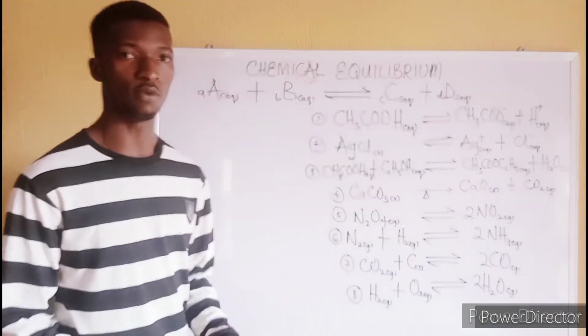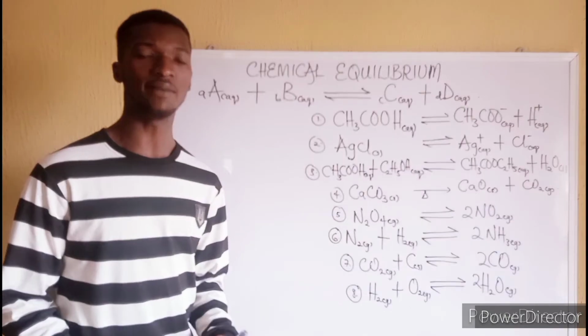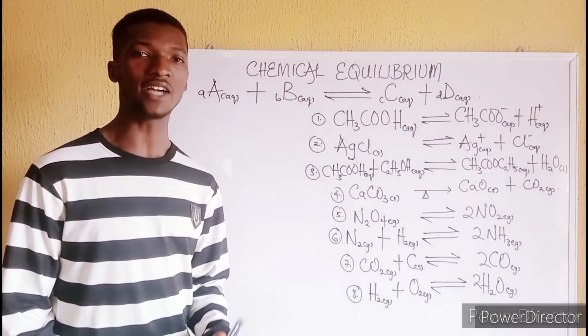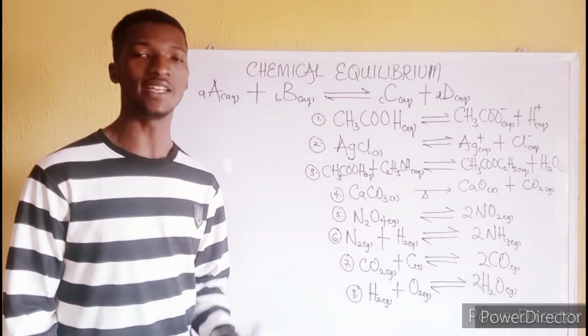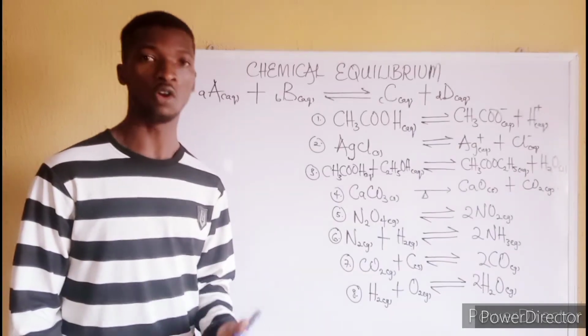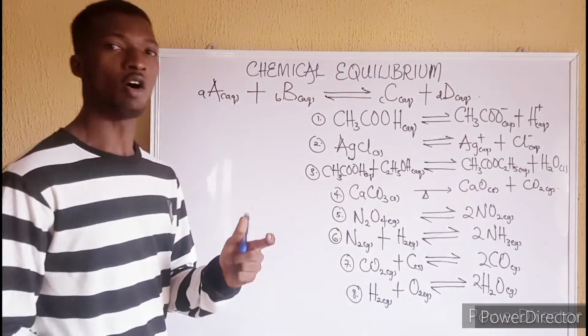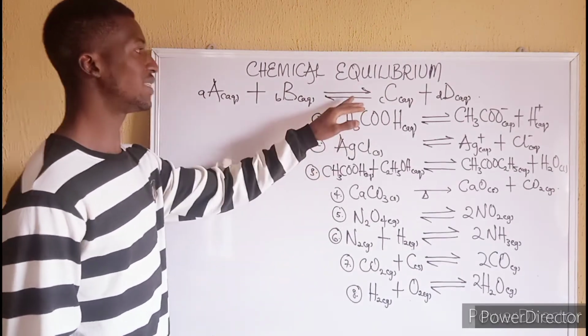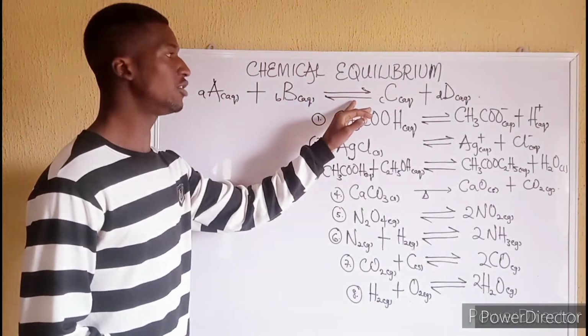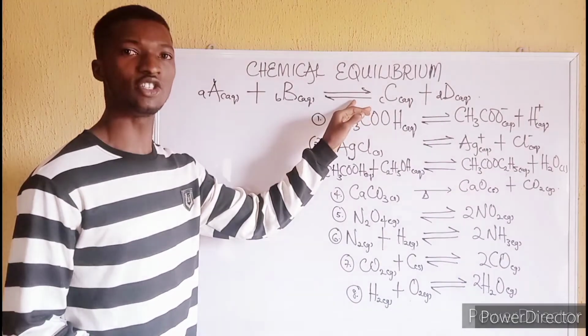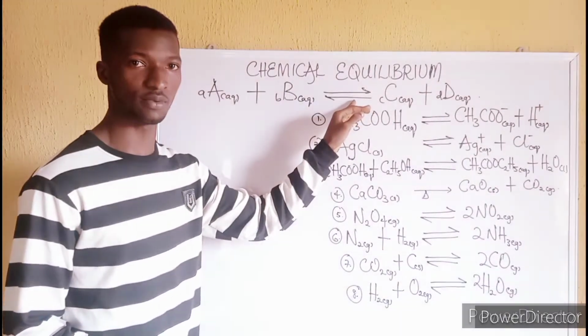What is chemical equilibrium? Chemical equilibrium is a dynamic equilibrium in which the reaction is said to be reversible, and the rate of forward reaction is equal to the rate of backward reaction. The reversibility of this reaction is denoted with this symbol. So when it is not present in a chemical reaction, it shows that the reaction is not reversible.